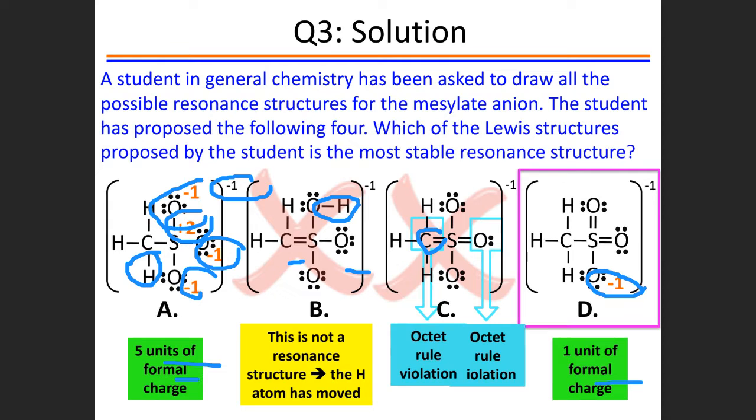Here, for me, this one is very clear that it doesn't follow the octet rule. But here, it seems that all are correct, and this one has the -1 formal charge. So that's why. And if you want to practice, you can practice a little here, and calculate the formal charge also to make sure.